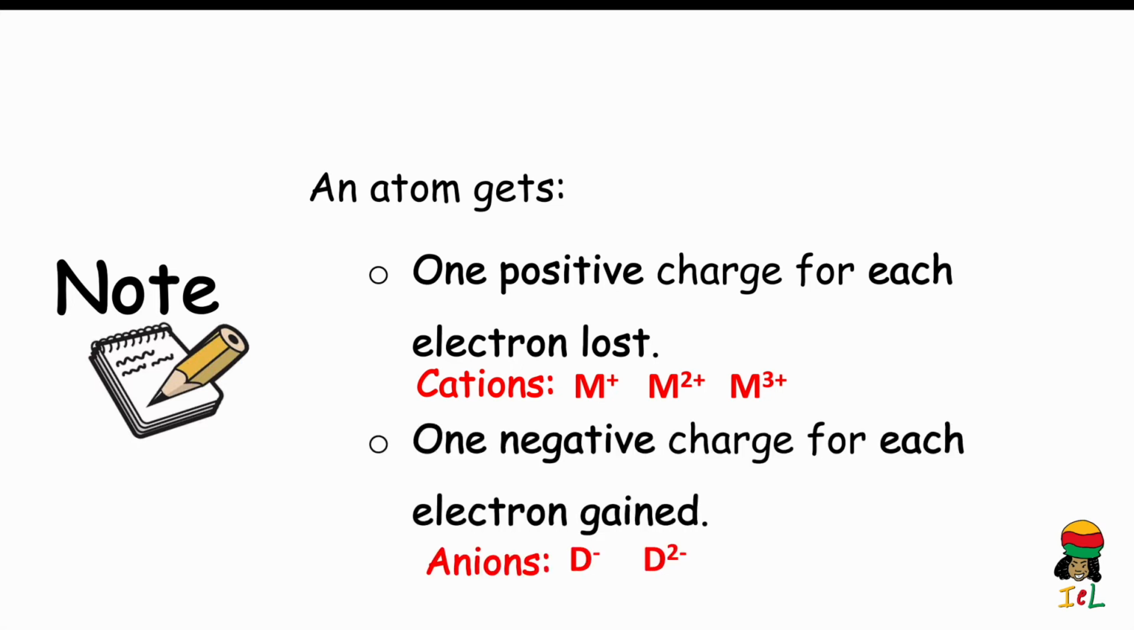On the other hand, atoms that gain electrons obtain 1 negative charge for each electron gained or accepted. According to the number of electrons gained, the anion is represented as D- after gaining or accepting 1 electron, D2- after gaining 2 electrons, and D3- after accepting 3 electrons. Here, the letter D would represent the symbol of any atom that gains electrons to become stable. In an ionic bond, that would be the nonmetal.